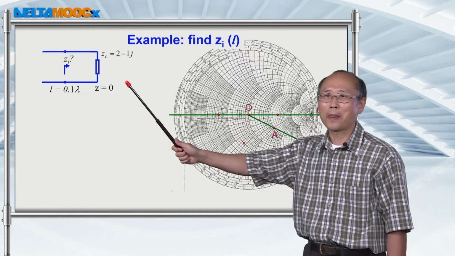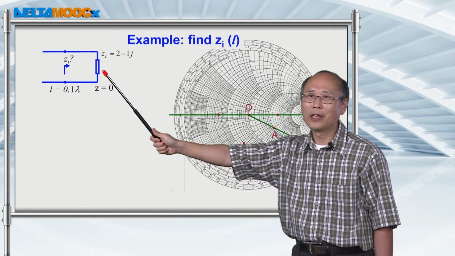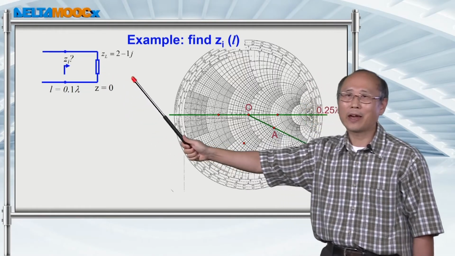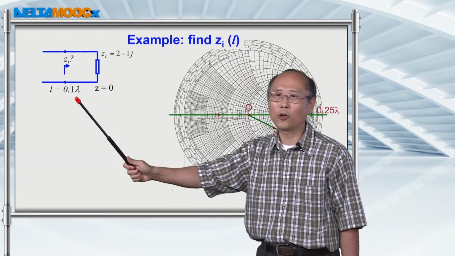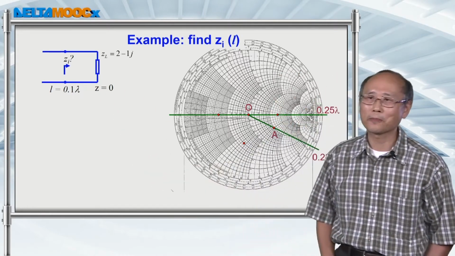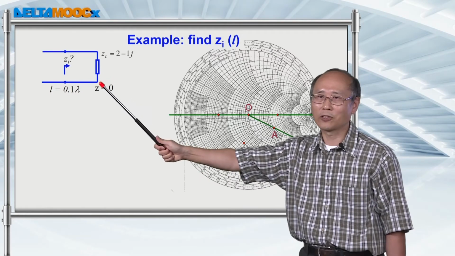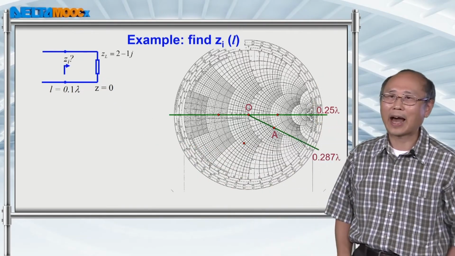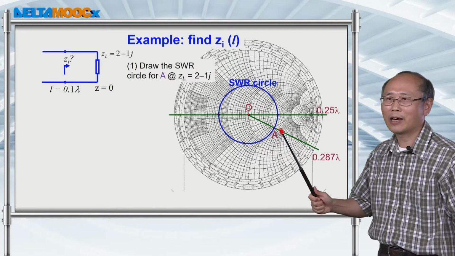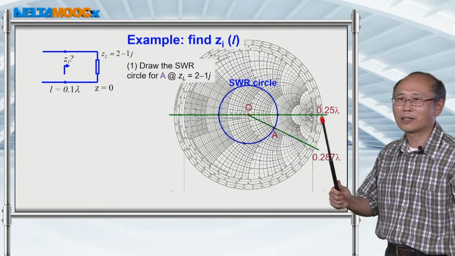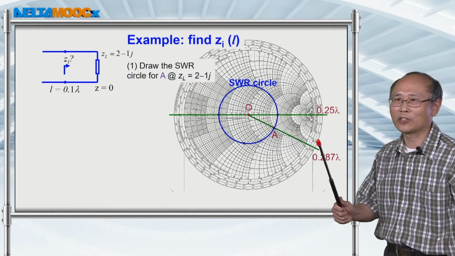Now let's look into one example. Still we use the last example with the load impedance right here, equal to 2 minus j. And then we want to know the input impedance at this point. This location is 0.1 wavelength from the end of the transmission line. So initially we want to identify the gamma value at this location. And we just found it in the last session, which is point A right here. This point A corresponds to a length of 0.287 wavelengths on this chart.